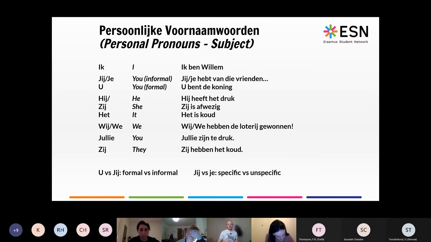So wij hebben de loterij gewonnen, meaning we have won the lottery. It sounds like you are talking about you and some other group of people that have won the lottery and you're telling the good news to someone else. If you say, we hebben de loterij gewonnen, that sounds more like you are including the other person. But it's kind of my pet theory, and I think it is not how most people think of it. Maybe subconsciously, but I think this is how it subconsciously works.